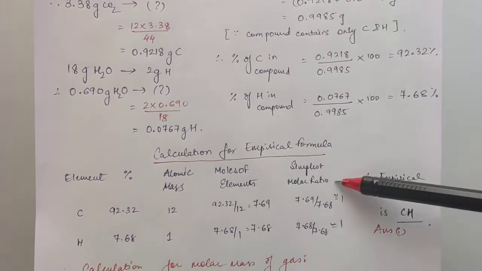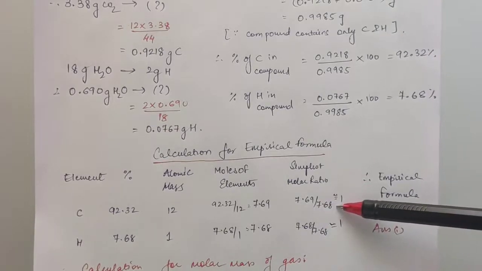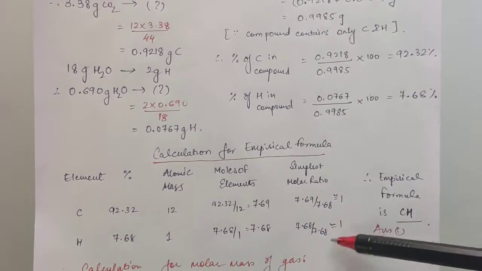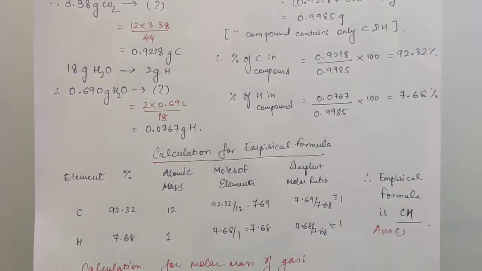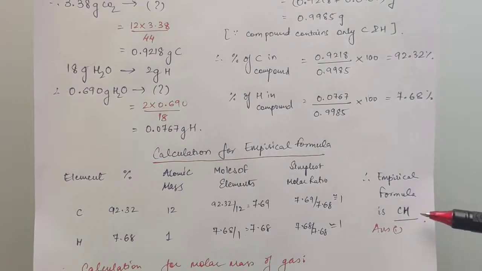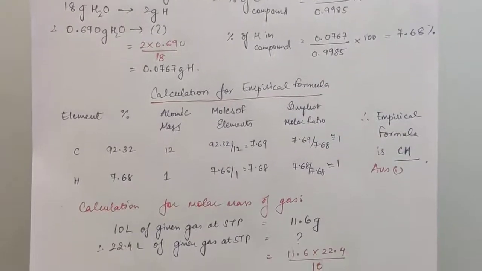For simplest molar ratio, students, 7.69 will be divided by 7.68, right? Which will be approximately equal to 1. And 7.68 divided by 7.68 obviously will be 1. So the empirical formula, students, of the gas, what did we get? CH. Clear? Now, obviously, the next step comes the calculation of molar mass of gas.